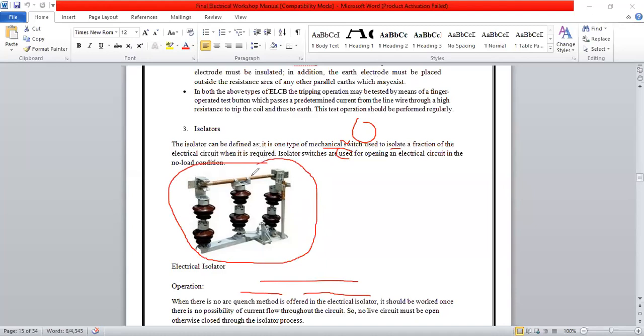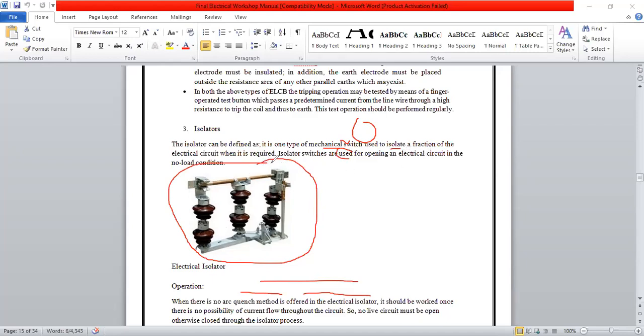In your switchyard and MSCB, we use the isolator. This isolator should be used to isolate the circuit, that is, to isolate the faulty section from the healthy section. From the healthy power system, we want to isolate the faulty section to avoid damage, or to protect our device. That's why the isolator is used.